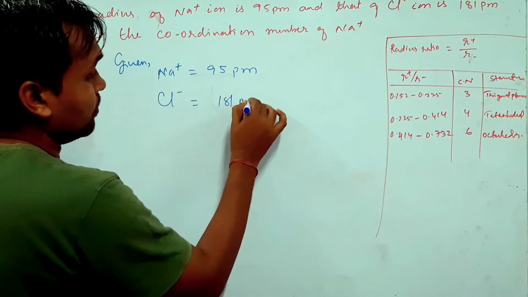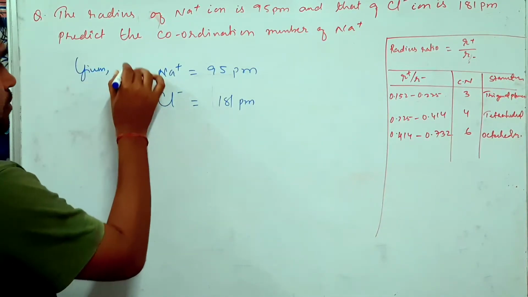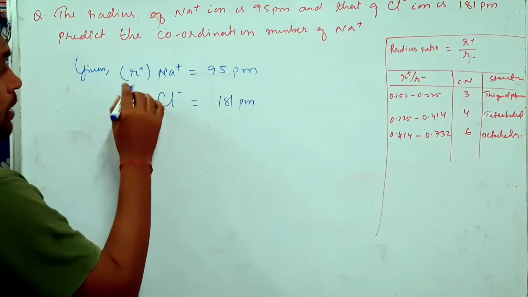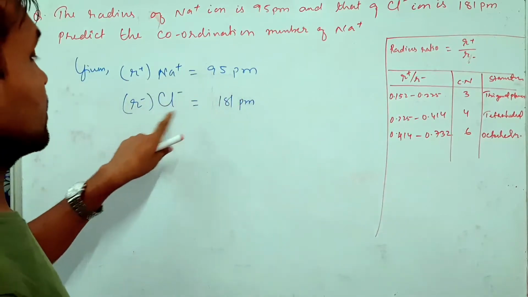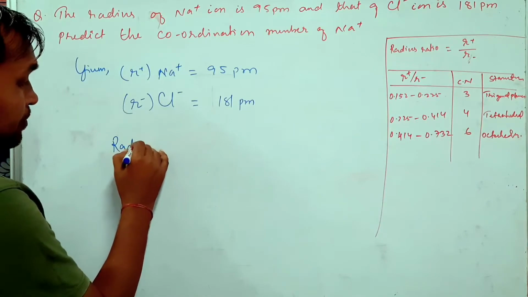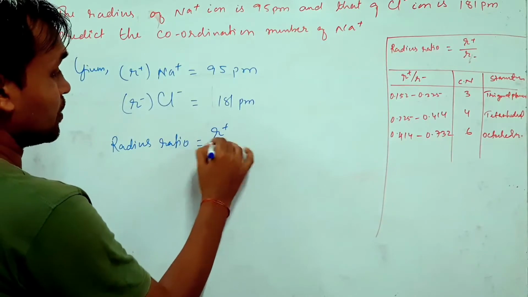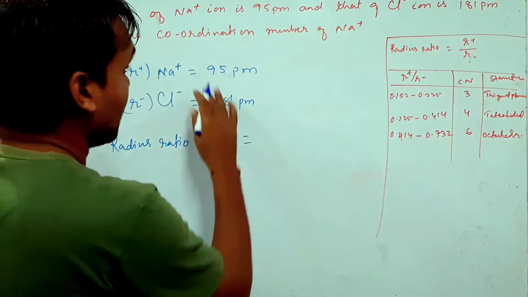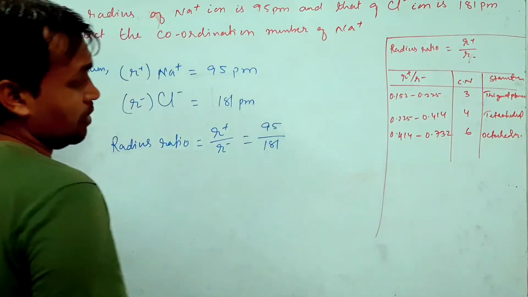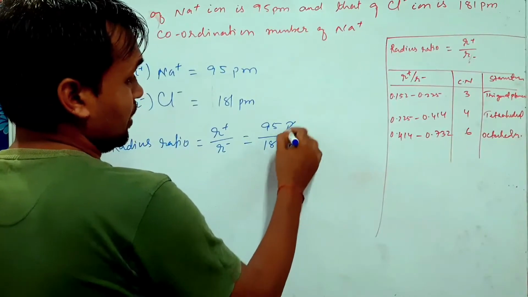181 picometer. So Na positive is nothing but R positive, the radius of the cation, and this is R negative, the radius of the anion. So we know the radius ratio formula: R positive by R negative. R positive is 95 and R negative is 181. The picometer will cancel out.